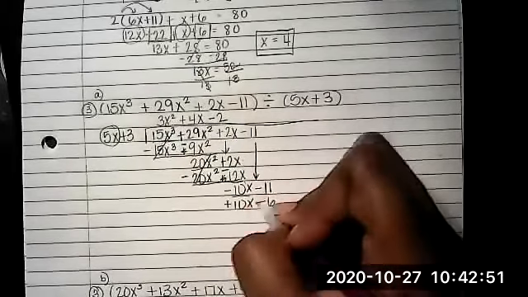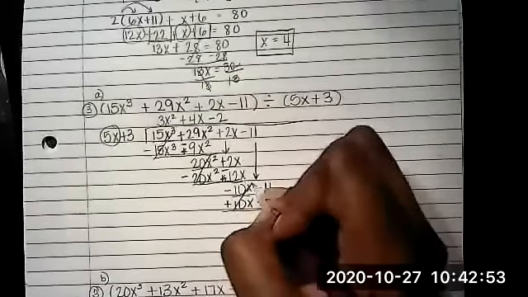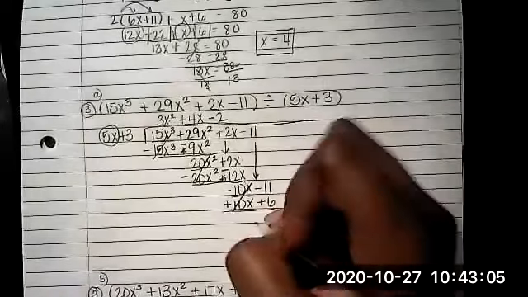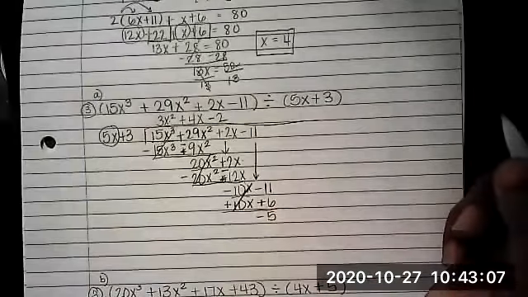Of course, change your signs. This becomes plus and plus. Okay. And then you have negative 11 plus 6. And that's going to give you negative 5. So your answer is negative 5 for your remainder.